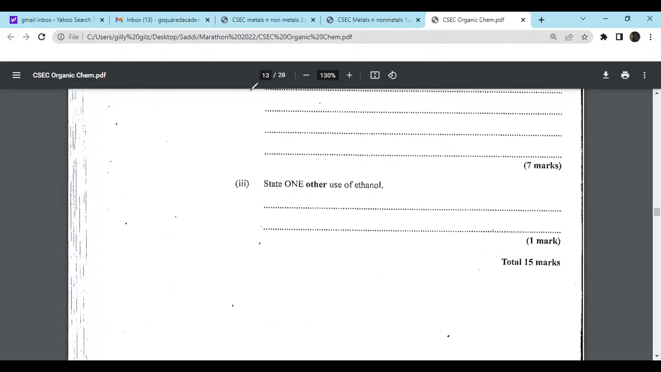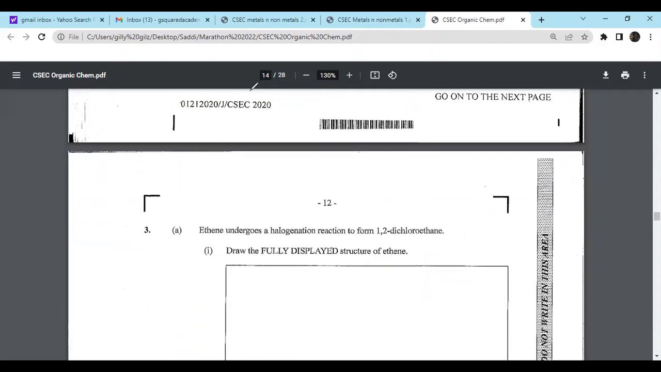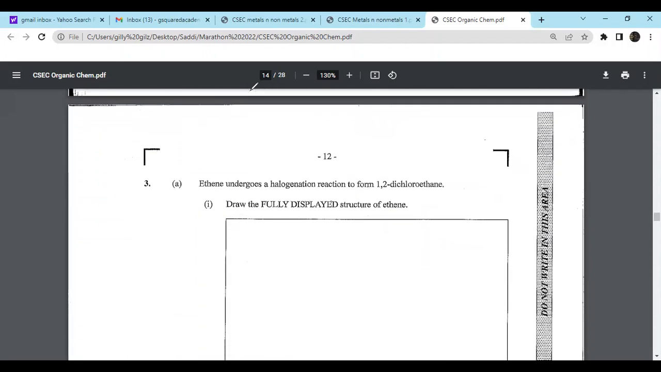Anybody? What do you use ethanol for, guys? Rum production. Rum production, there you go. Right. So it is used in alcoholic beverages. You won't lose marks for saying it, and nobody will think that you're a rumhead if you do.